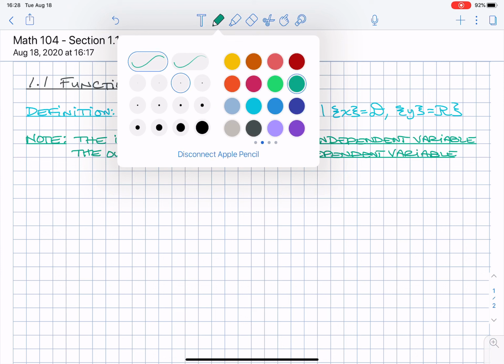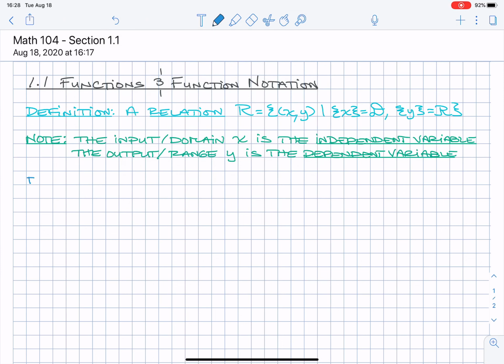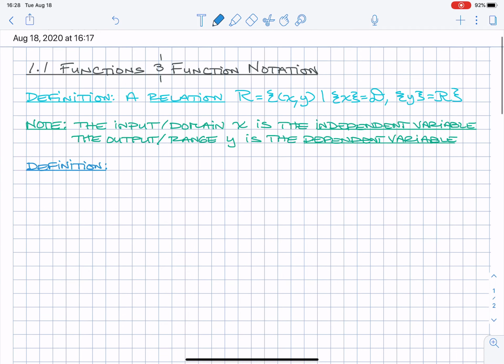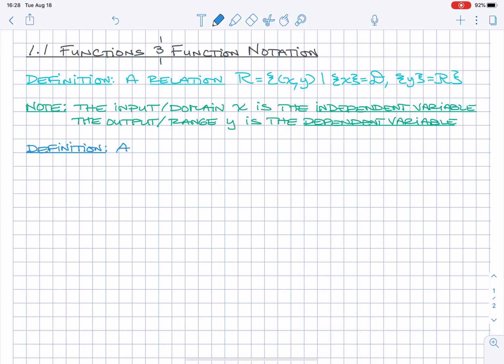Okay, let's do another definition. One we should know. And this is a function. So a function is a relation. So it's a set of ordered coordinates. So a function is a relation. But what type of a relation? There's something special about it.